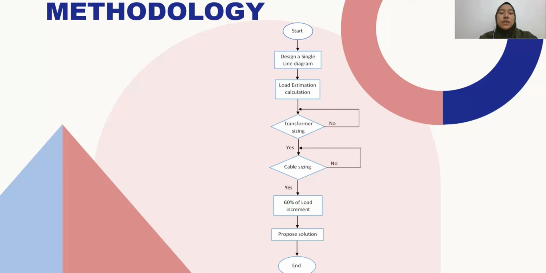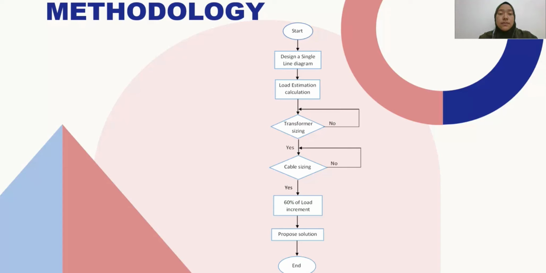Moreover, this project will be continuing with the cable sizing. To choose the suitable cable sizing, three criteria must be met, which are the short circuit current withstand capacity, continuous current capacity, and starting and running voltage drop in the cable. If one of these criteria did not match with the cable sizing, the process of the cable sizing will be repeated until a suitable size cable is obtained.